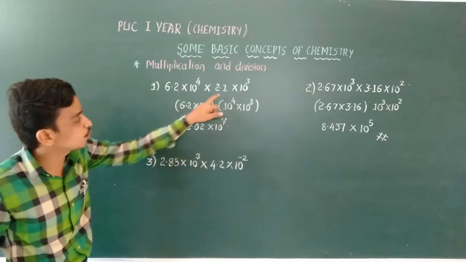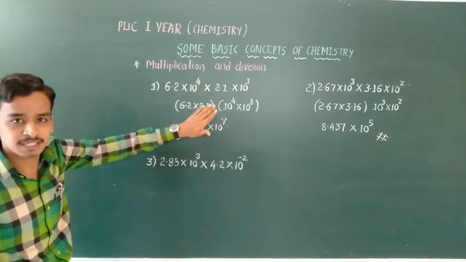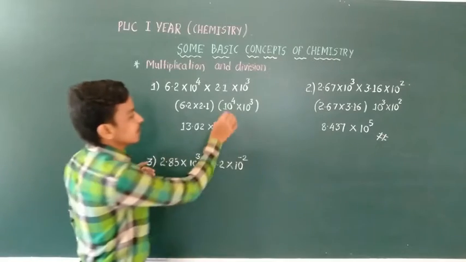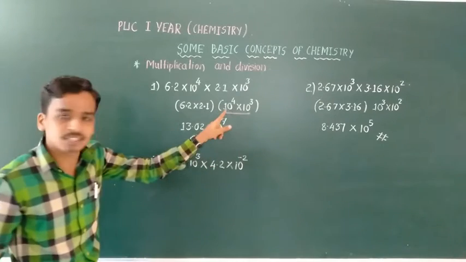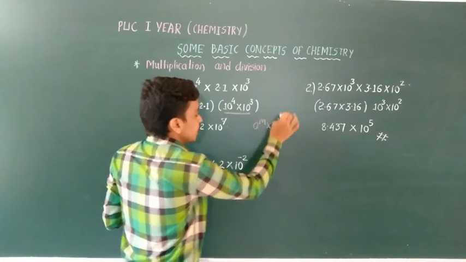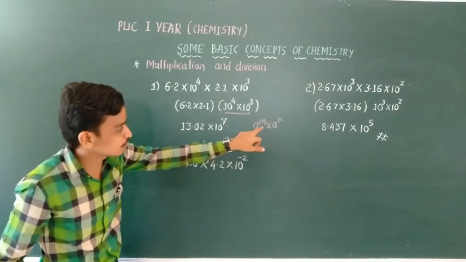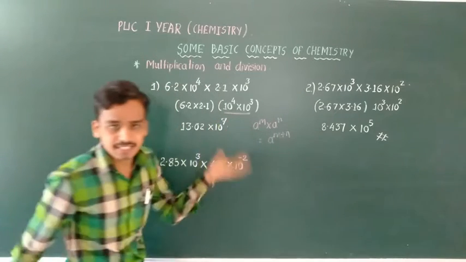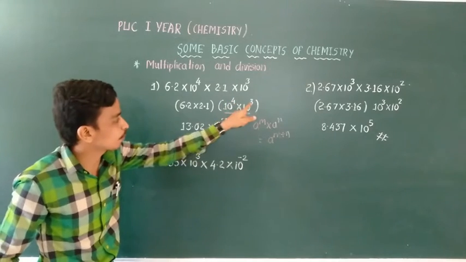That is 6.2 into 2.1, written separately, and 10 raised to 4 into 10 raised to 3. Here we require the basics. In the previous video we already discussed this rule: a raised to m into a raised to n is equal to a raised to m plus n. Therefore 10 raised to 4 into 10 raised to 3 means 10 raised to 4 plus 3.